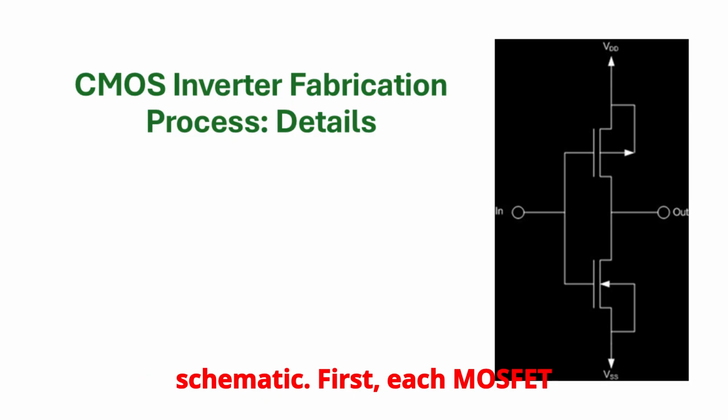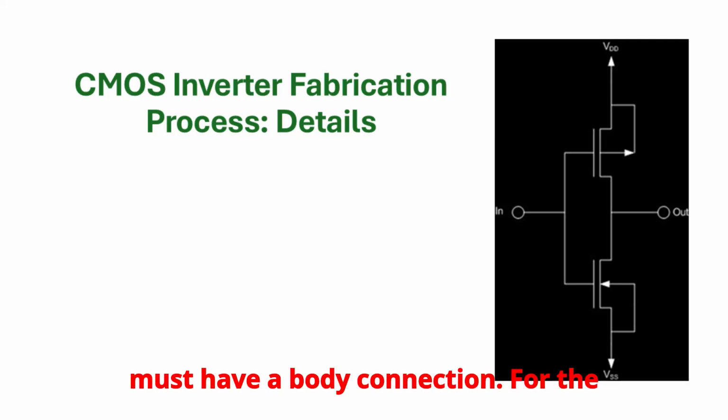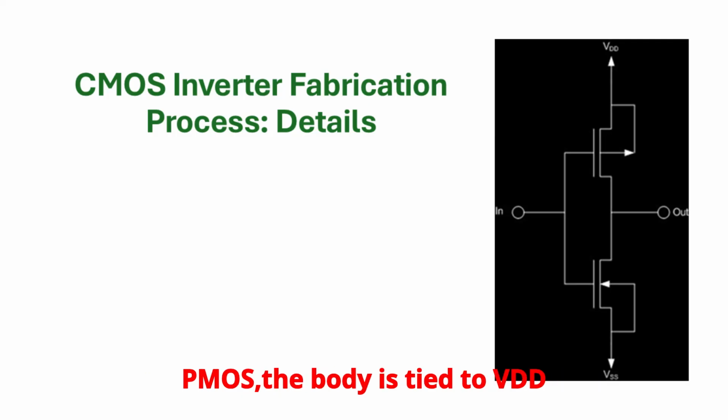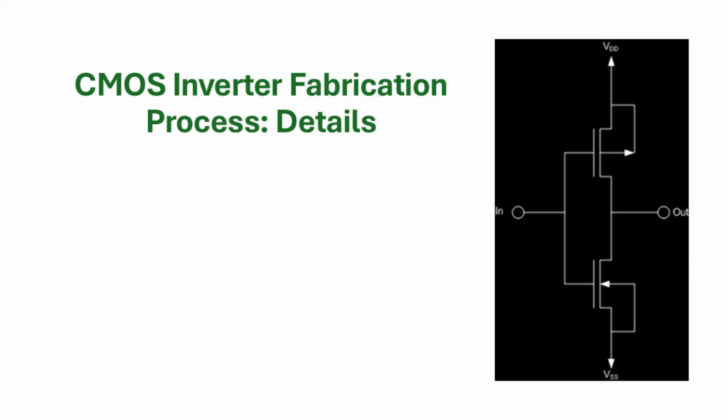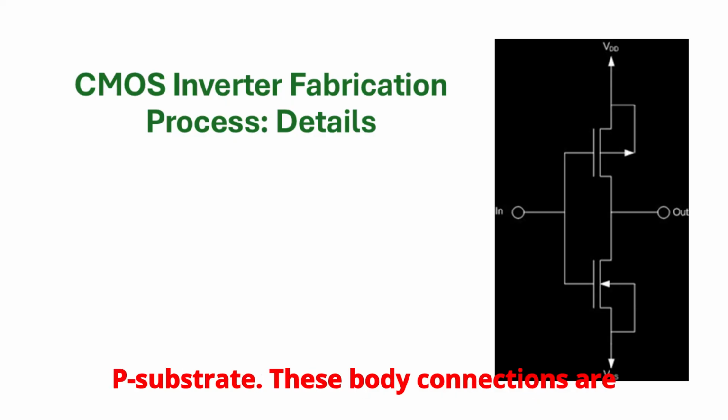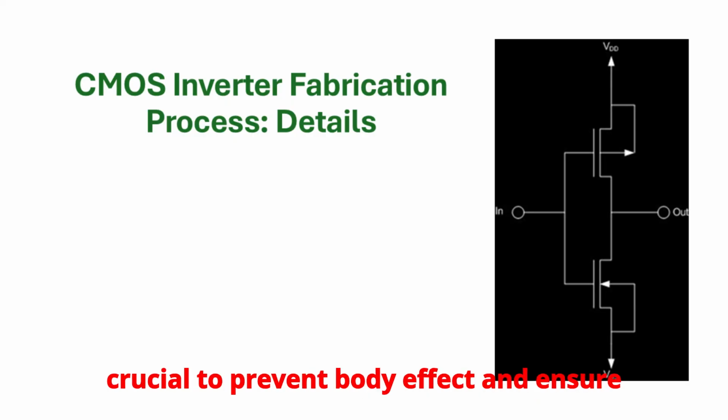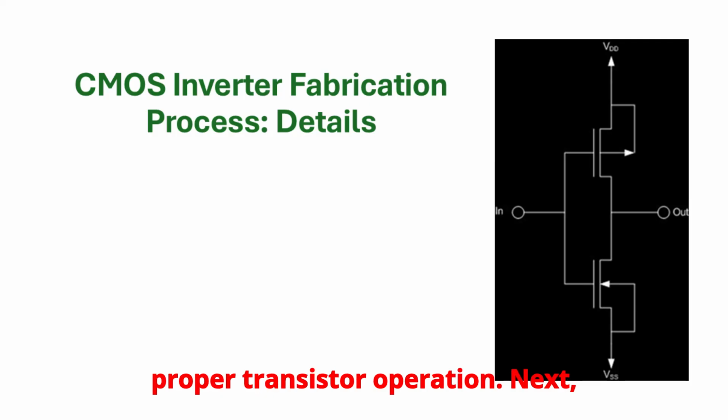First, each MOSFET must have a body connection. For the PMOS, the body is tied to VDD through the NVEL, and for the NMOS, the body is tied to ground through the P substrate. These body connections are crucial to prevent body effect and ensure proper transistor operation.